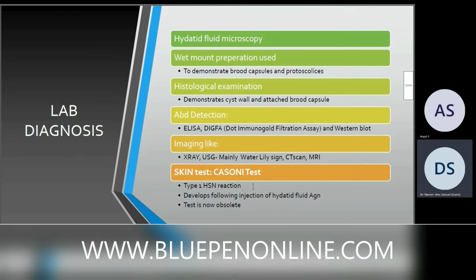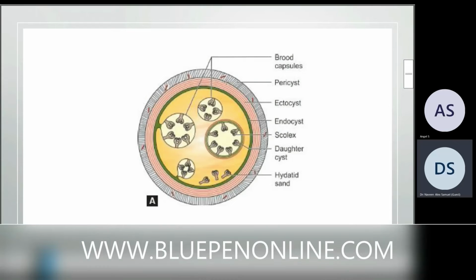Next is the lab diagnosis. In lab diagnosis, what we see is hydatid fluid microscopy. Wet mount preparation is used to demonstrate the brood capsule and the protoscolices, which I showed you before. The next one is histological examination. It demonstrates the cyst wall and the attached brood capsule. That is, it will show all three layers of the cyst wall and the attached brood capsule. On the left side, you can find the attached green colored structure, like a feeding connecting tube, like an umbilical cord. That's the attached brood capsule.